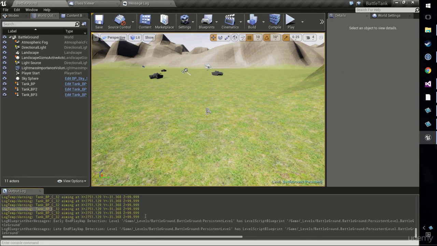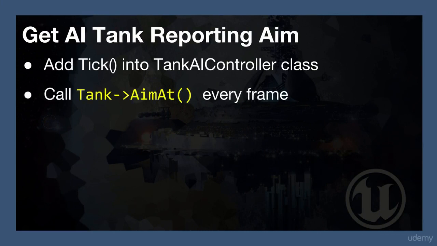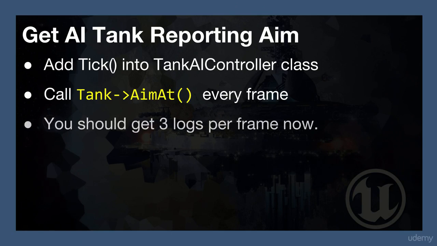So all 3 of my tanks will report the same aim location. So every frame will get 4 logs, the 3 AI tanks aiming at the same place, and then one other, which is this tank aiming at whatever the mouse is pointing at, or the cursor's pointing at. So hopefully that makes sense. I shall formalize it in a challenge slide. Add a tick method into the tank AI controller class. You should be able to do that by now. Call tank aim at every single frame. You're going to need to get the player tank as well, and make sure you protect that access, protect the pointer. And you should get 4 logs per frame, 3 from the AI and 1 from the player.